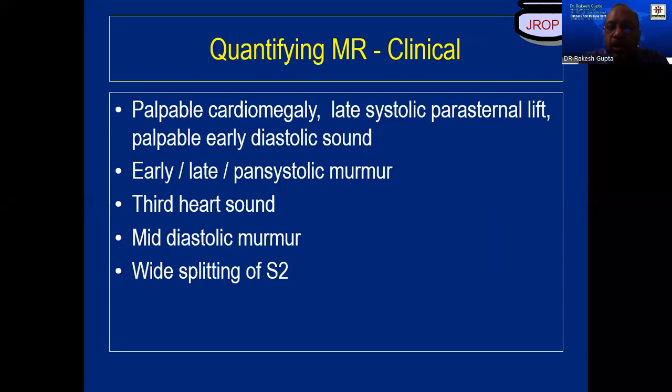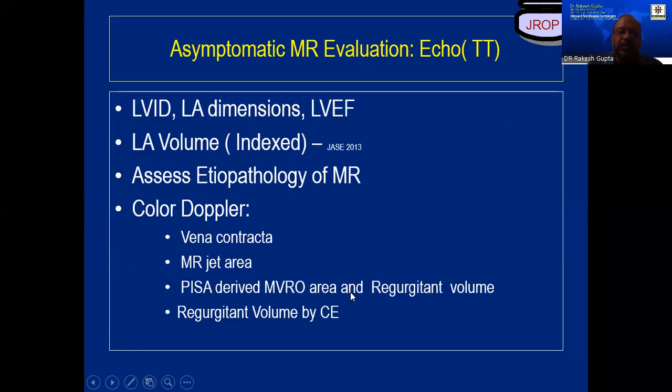Clinically, how do we look at these things? Obviously, we have cardiomegaly and a systolic murmur. Then, because of increased flow velocity, we have a diastolic flow sound. We can have the various varieties of systolic murmur, signs of failure, a third heart sound, a mid-diastolic murmur, and splitting of S2. What is really important in echocardiography, first and foremost, is that there cannot be any person with severe MR who does not have increased LV dimensions. Take this point into consideration.